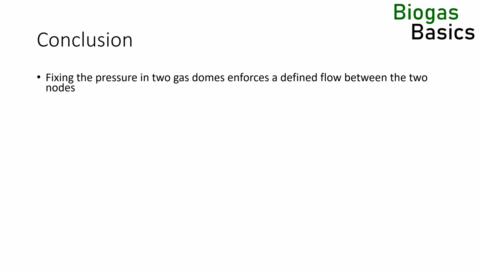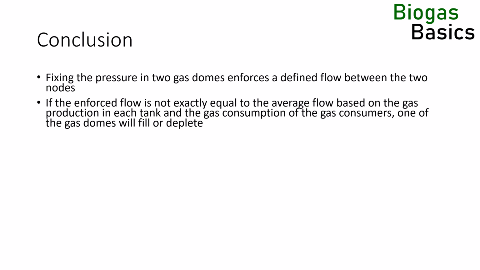Let's summarize. Fixing the pressure in two gas domes enforces a defined flow between the two nodes. This follows from the Darcy-Weisbach equation for the pressure drop in pipes. The pressure drop is proportional to the square of the flow and constant pipe geometry factors. If the enforced flow is not exactly equal to the average flow based on the gas production in each tank and the gas consumption of the gas consumers, one of the gas domes will fill or deplete. Only when the gas dome is full or empty, the inner membrane can press itself against the outer membrane or belt structure, and the pressure in the biogas space can deviate from the air pressure.